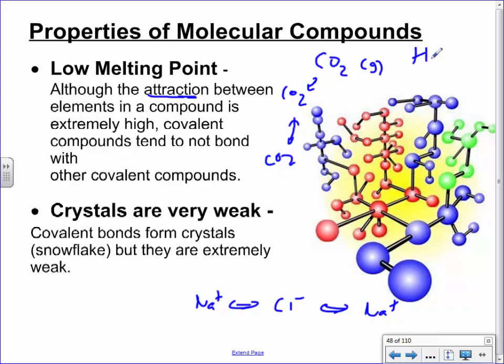Even water. Water is kind of molecularly bonded because the hydrogen and oxygen share. But at room temperature, water is probably a liquid at best, right? The only way you'd actually make it a solid is to drop the temperature down really low. So most of these guys right here have a low melting point, and because of that, they're usually gases or liquids. So ionic things are usually solids. Molecular things are usually gases or liquids.